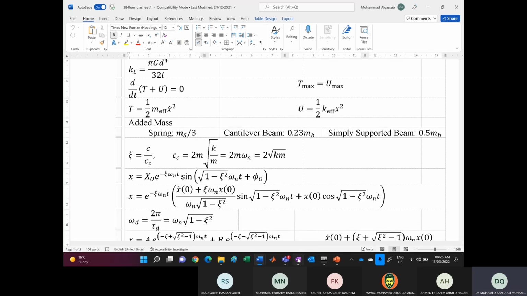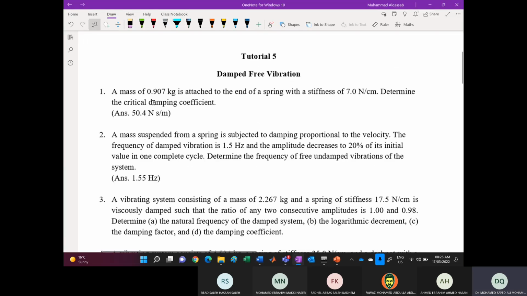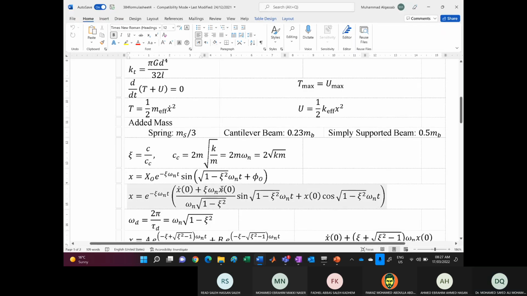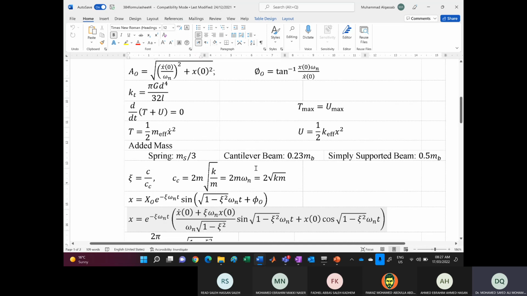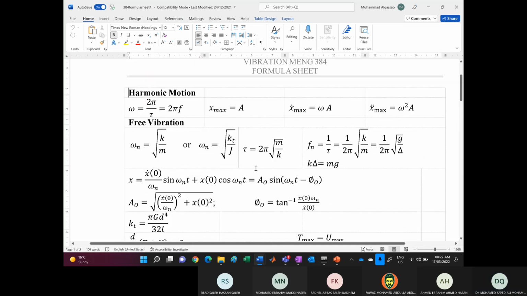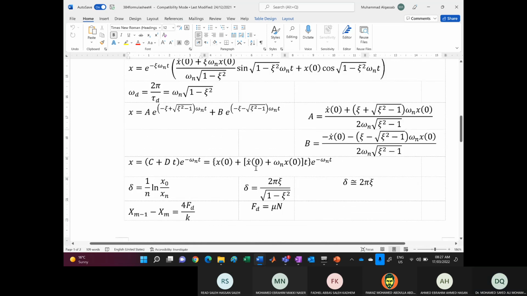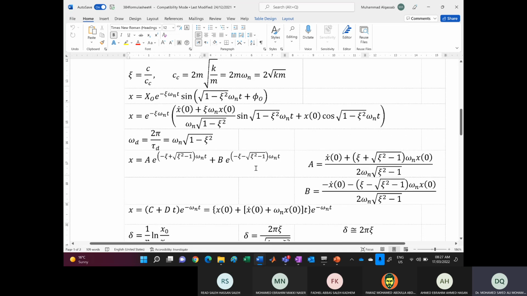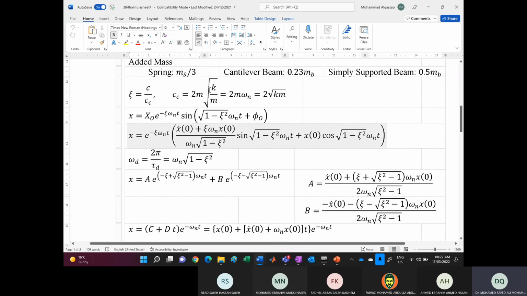Okay, so the question is, determine the critical damping coefficient, Cc, which is here. Equation, in case you need it: Cc equal to 2m square root of k over m. For the spring mass system, directly use this equation for spring mass damper system.